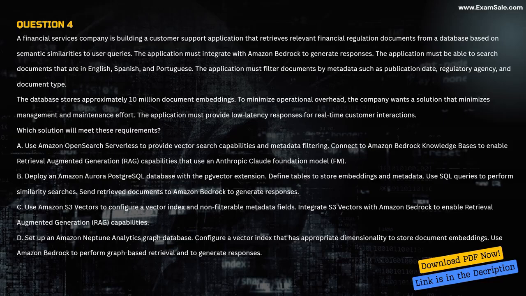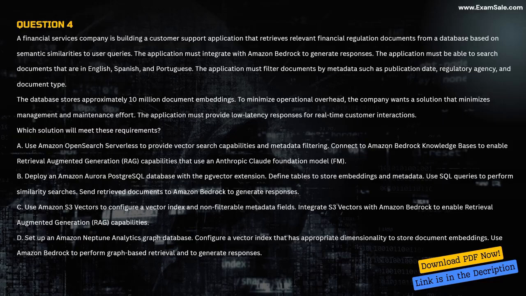A. Use Amazon OpenSearch Serverless to provide vector search capabilities and metadata filtering. Connect to Amazon Bedrock knowledge bases to enable retrieval-augmented generation (RAG) capabilities that use an Anthropic Claude foundation model (FM). B. Deploy an Amazon Aurora PostgreSQL database with the vector extension. Define tables to store embeddings and metadata. Use SQL queries to perform similarity searches. Send retrieved documents to Amazon Bedrock to generate responses.